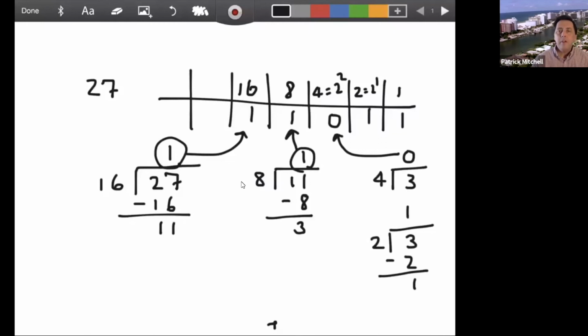Okay. So that means that to represent the number 27 in base 2, you would write it as 1 1 0 1 1. And don't forget to put the subscript that indicates what base you're in. If I don't see a subscript, I assume it's base 10. All right.